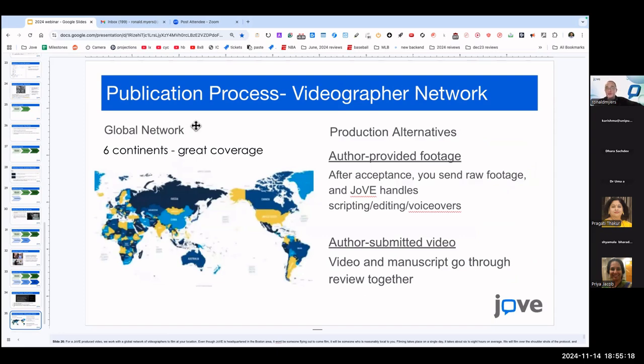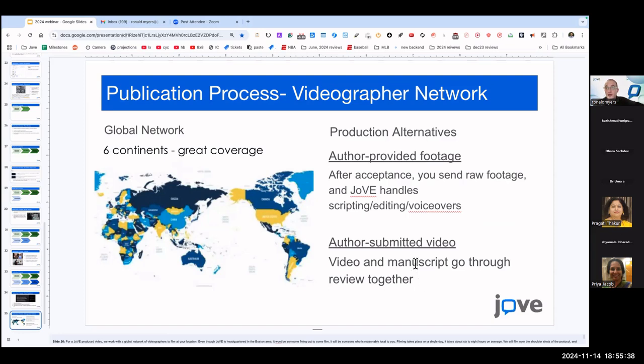And we do have video teams throughout the world. In almost every country, every region, we do have videographers, including India. The entirety of India has videographer teams.